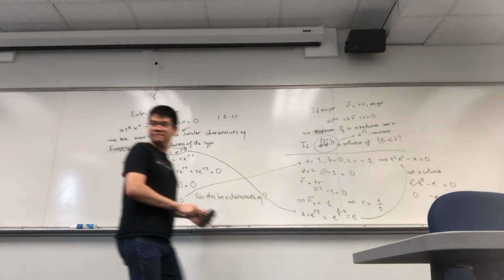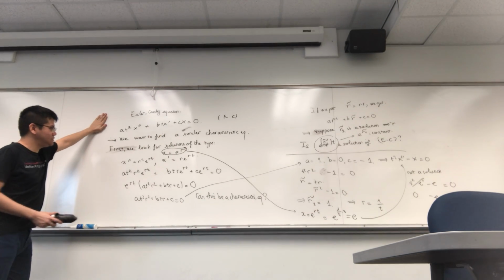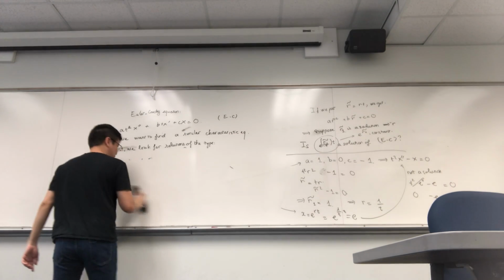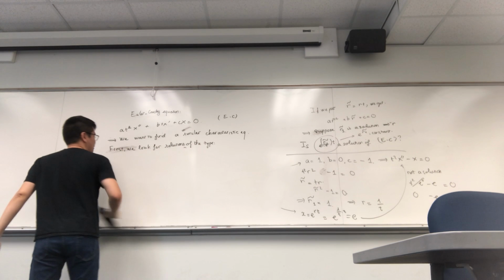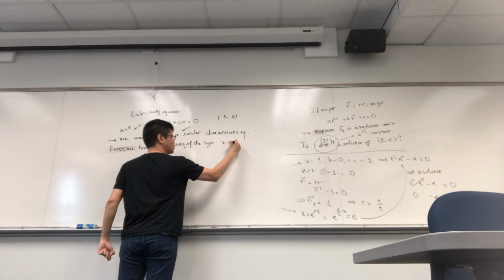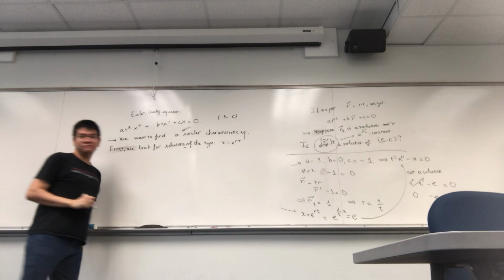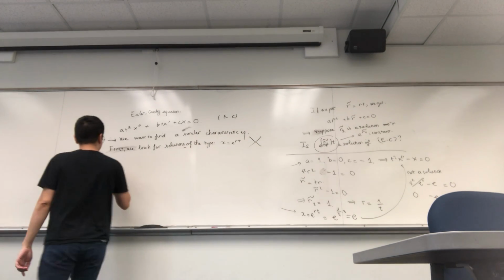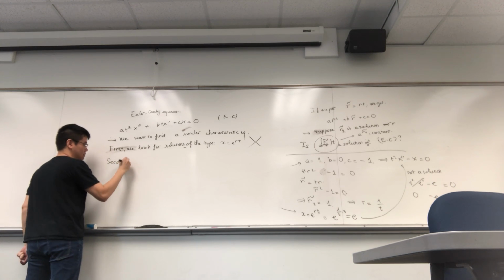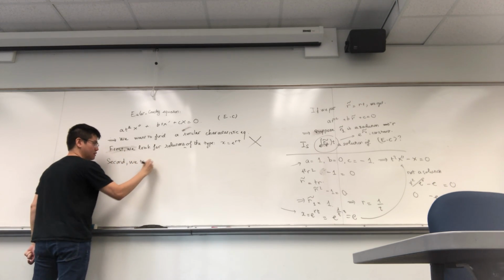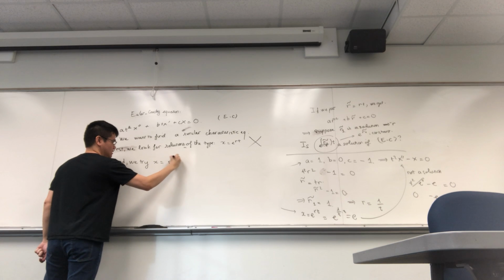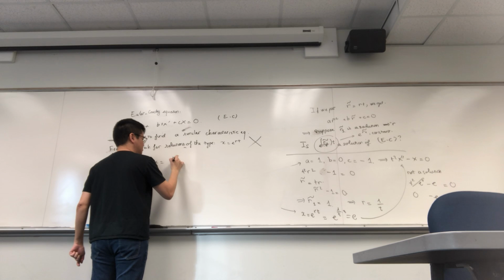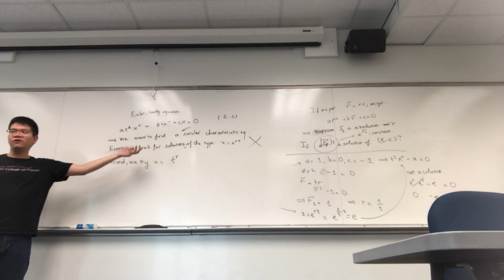It's clear? Of course, in this case you cannot use the previous trick. So let me try to find a characteristic equation. First we look for a solution of the exponential type. It doesn't work, right? So second, we try x to be t to the r. This is how Euler tried it.